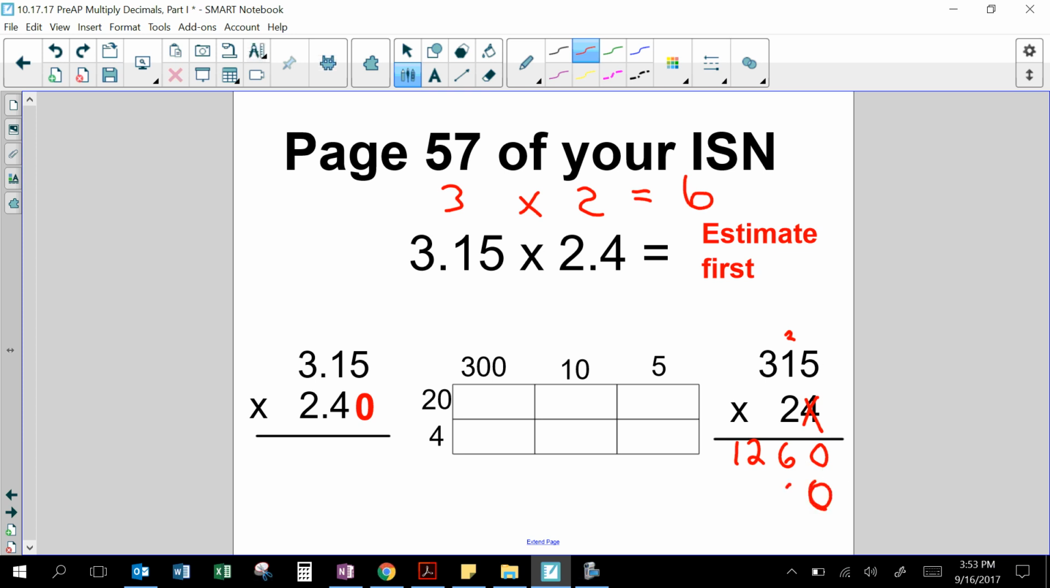2 times 5 is 10, carry the 1. 2 times 1 is 2, plus 1 is 3. 3 times 2 is 6. This adds up to 7,560. Let's think about it.